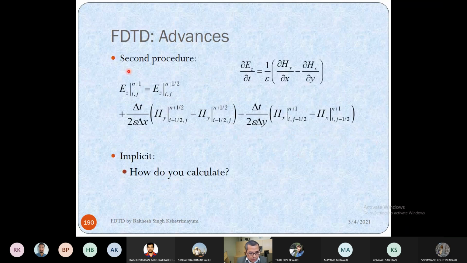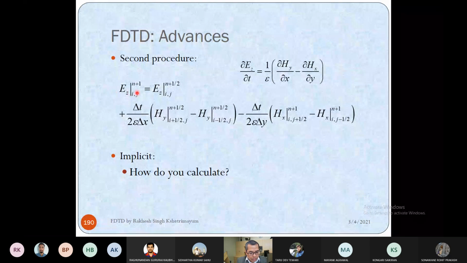Just before that, let's go to the second procedure also. In the second procedure, you need to update from n plus half to n plus 1. First procedure is n to n plus half. Second procedure is n plus half to n plus 1. So this is the update equation like last time. Electric field is calculated at the integer space step i comma j. So this is the i comma j Ez at n plus 1 and Ez at n plus half, the previous time instant. You do partial derivative of xy with respect to x. xy, so this is a 2D case.